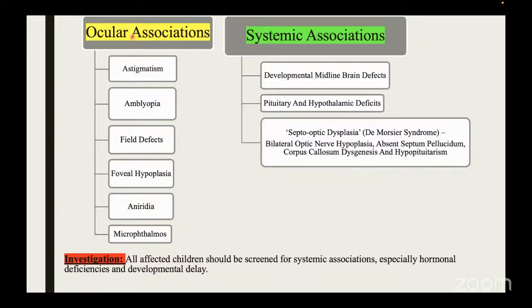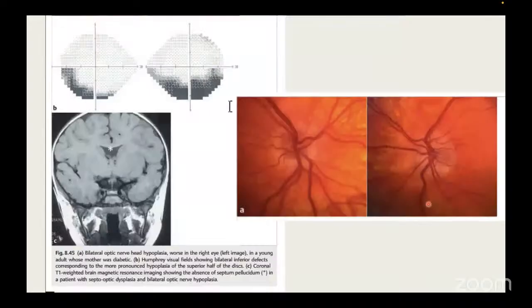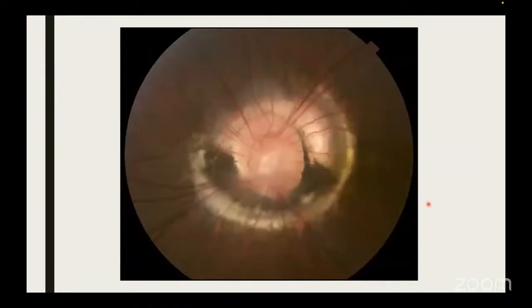Ocular associations with optic disc hypoplasia: astigmatism, amblyopia, field defects, foveal hypoplasia, aniridia, microphthalmus. Systemic associations: developmental midline brain defects, pituitary and hypothalamic deficits, and septo-optic dysplasia. Investigation: all affected children should be screened for systemic associations, especially hormonal deficiencies and developmental delay. So that is about the case of optic disc hypoplasia. Now, Dr. Hina, comment on this picture, please.